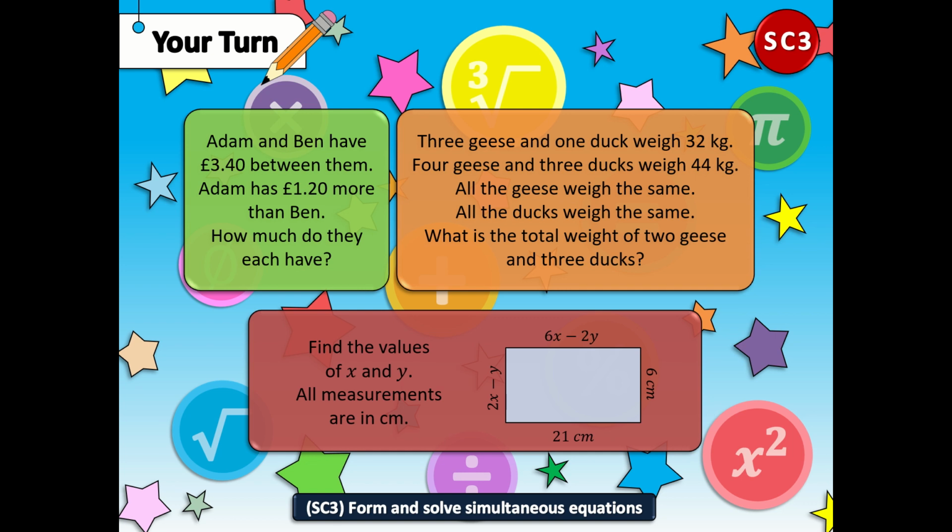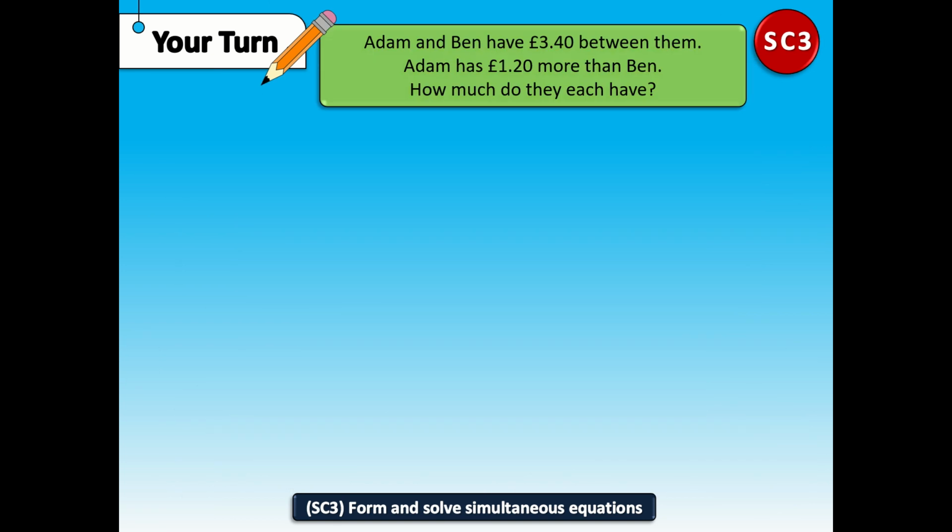Here are your answers. So for the green question, Adam and Ben have £3.40 between them. Adam has £1.20 more than Ben. How much do they each have? So I can say Adam and Ben can be A and B. So together they have 3.4. But Adam has 1.2 more than Ben. So A minus B equals 1.2.